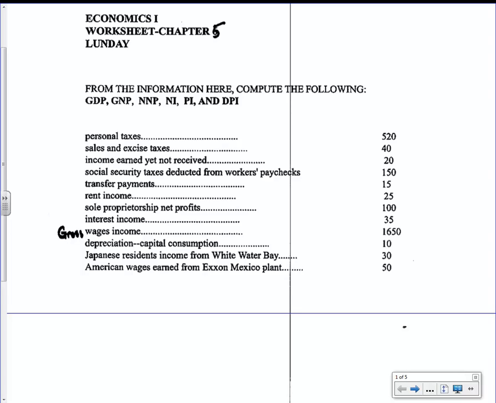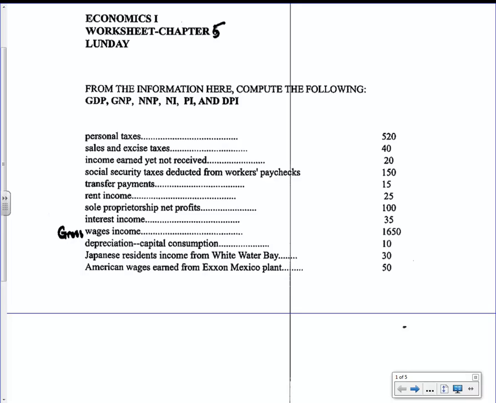of this chapter. So, dealing with this first worksheet on Chapter 5, we're going to calculate the gross domestic product, gross national product, net national product, national income, and disposable personal income. Now, we have two formulas that we use to find the gross domestic product: the income formula and the expenditures formula. If you look at the information that's given, you will see that there are income items, so therefore we're going to use the income formula to arrive at this.